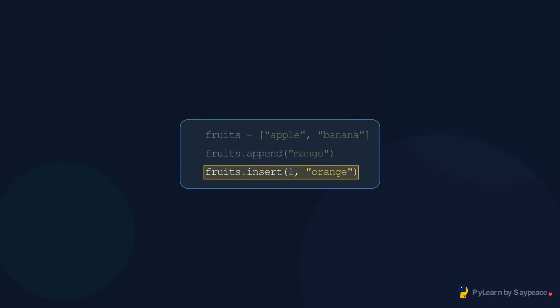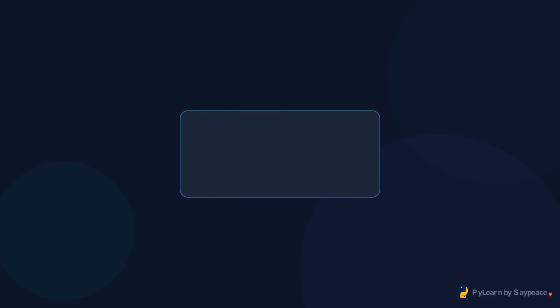Insert takes an index and a value. This puts orange at position 1, shifting everything else right. Remove deletes the first occurrence of the value. If the value is not in the list, it raises a value error.